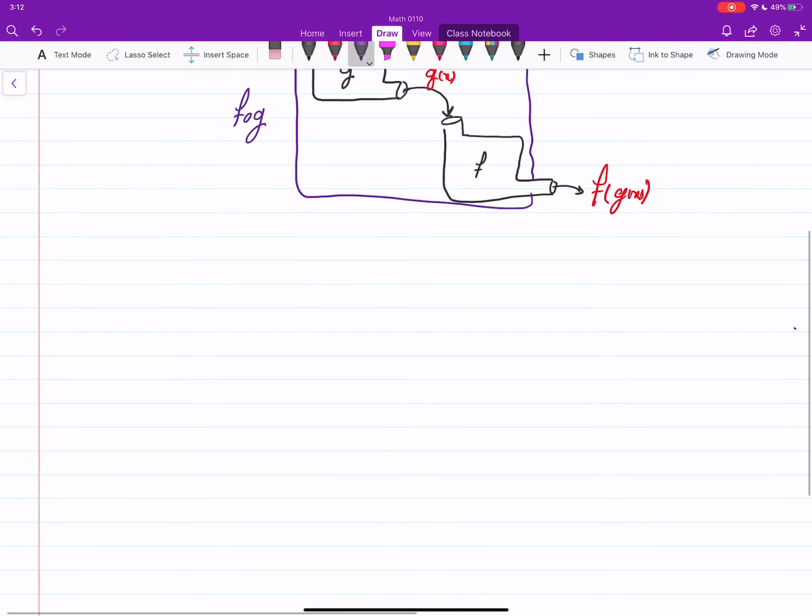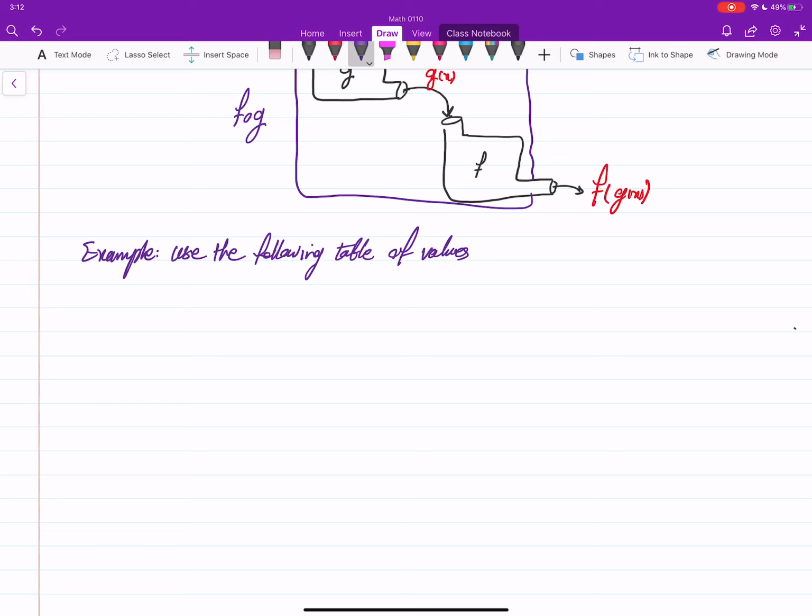Okay, let's do some examples. Example: use the following table of values to find the given values of composition functions.